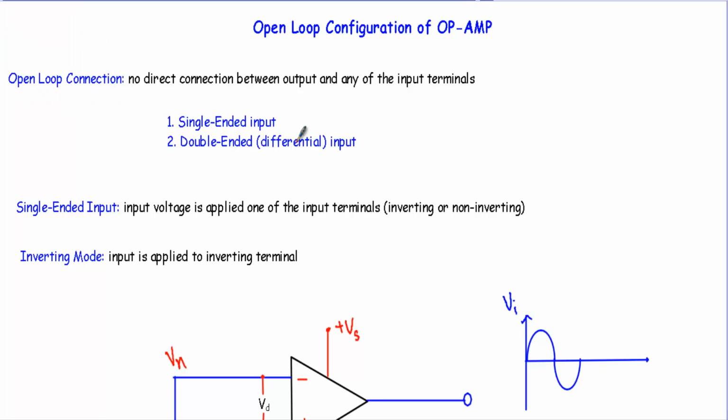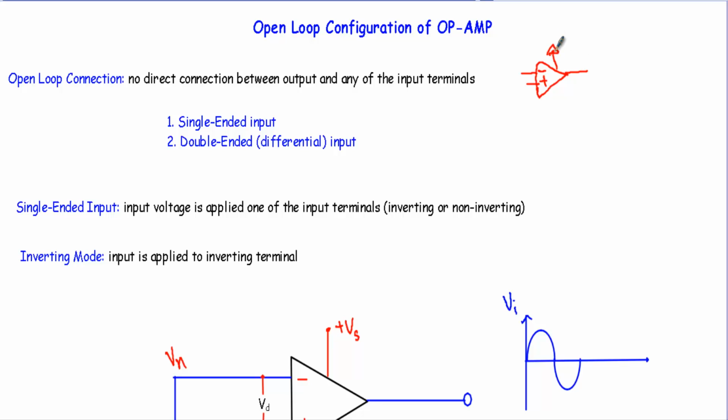In this video, I will talk about the open loop configuration of an operational amplifier. So, what is the open loop configuration or open loop connection? Open loop connection means there will be no direct connection between the output terminal and any of the input terminals. Let's say this is our operational amplifier, this is its inverting and this is its non-inverting terminal, and this is its output terminal.